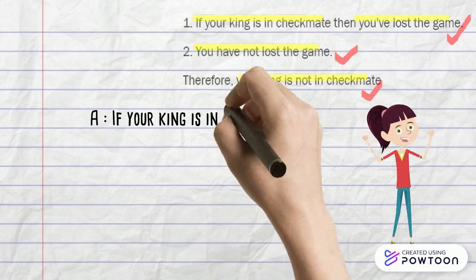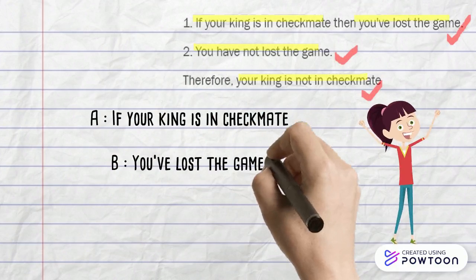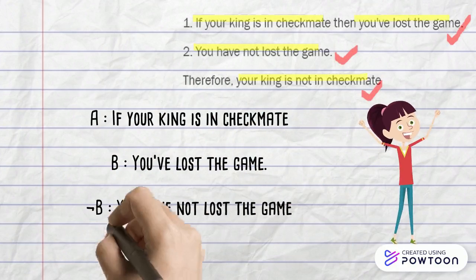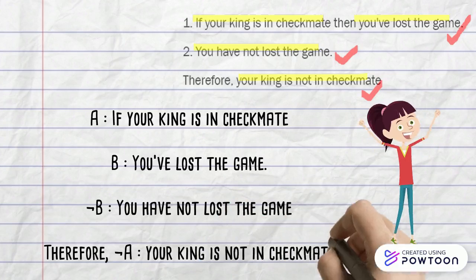To make it clear, let's look at an example. Premise 1, if your king is in checkmate then you've lost the game. Premise 2, you have not lost the game. Therefore, your king is not in checkmate.